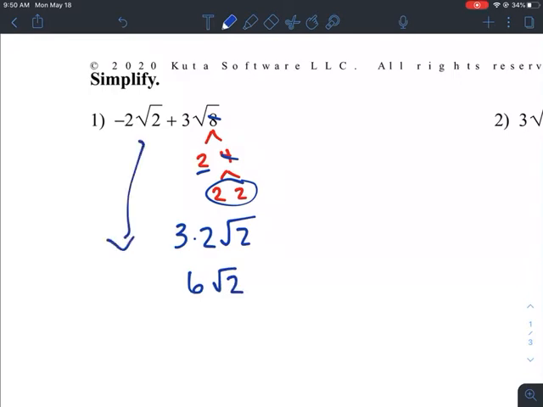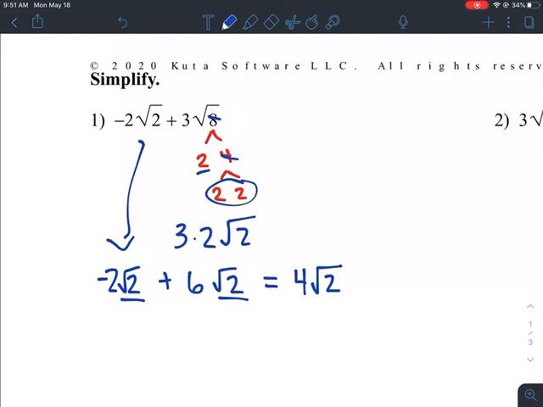Then I'm just going to bring this guy down because he doesn't need to be broken apart. And don't forget to bring down your plus sign. So now that I have the same radical and the same number on the inside, I can just add the outside numbers. So negative 2 plus 6 is 4 radical 2.